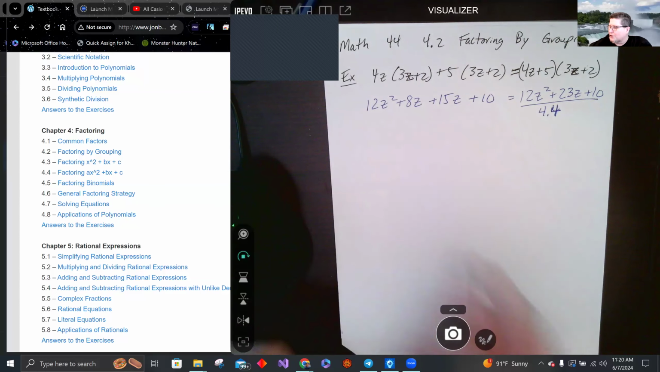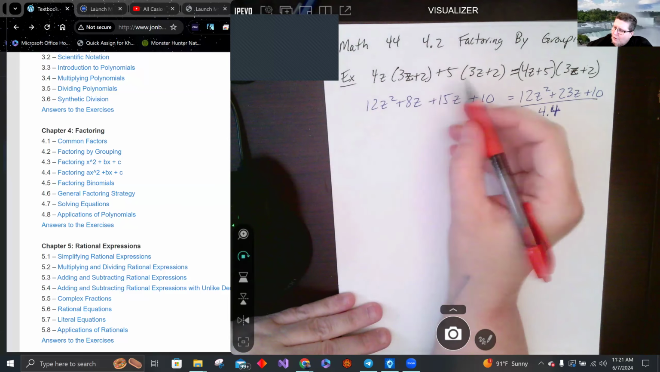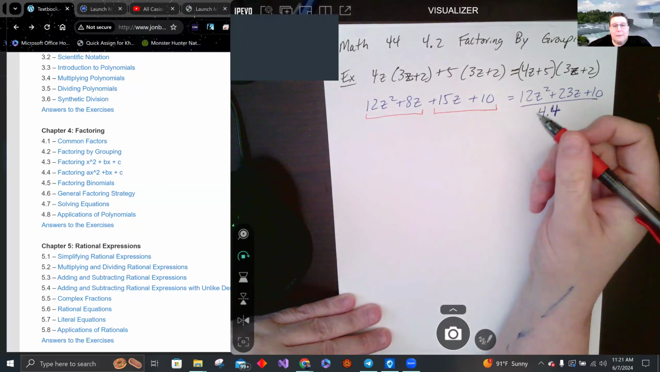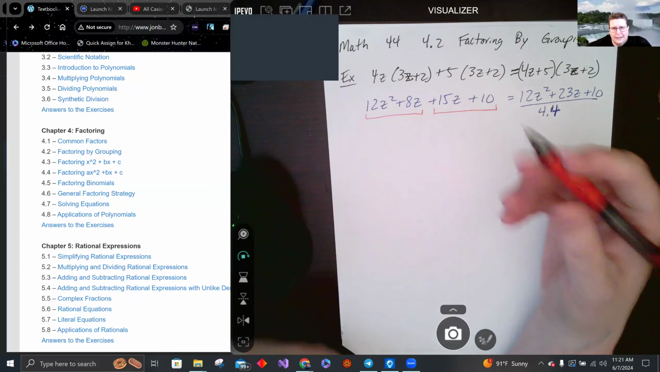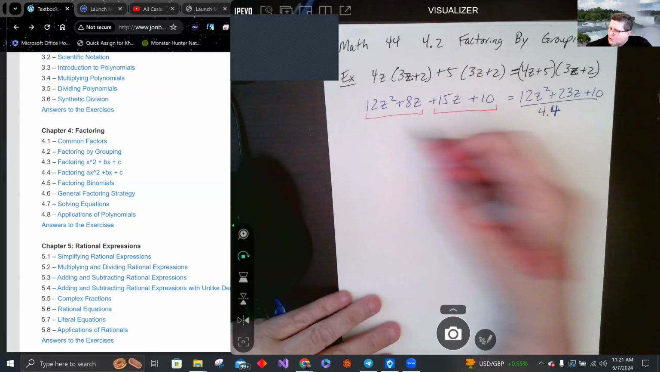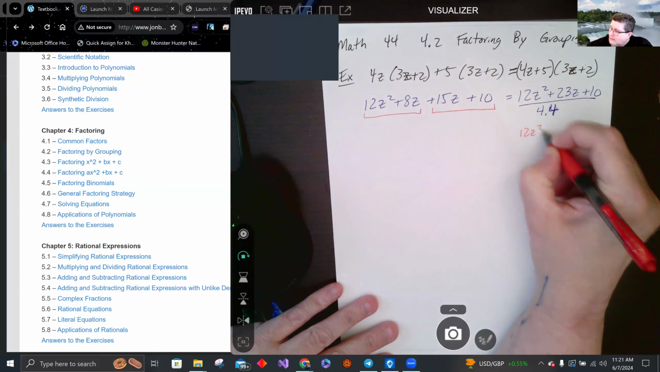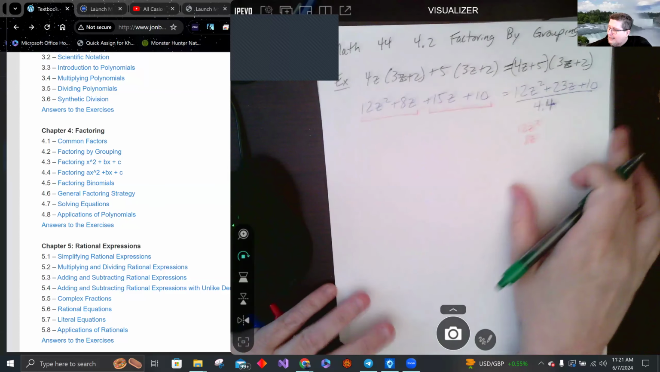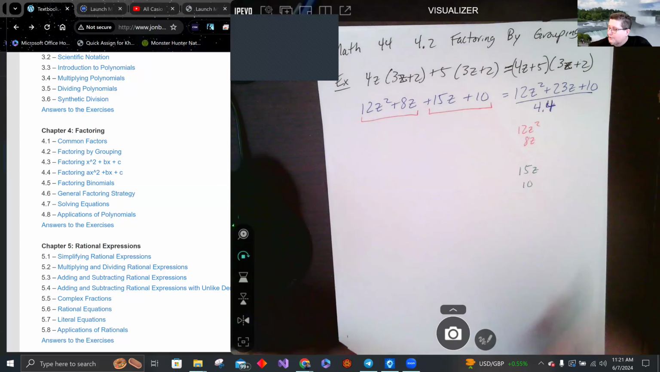When you've got 4 terms, the idea is to pair them up and see if they have an individual common factor. So like 12z squared plus 8z, and then I'll do 15z plus 10. We already know where this is going because we can see what it factors to.